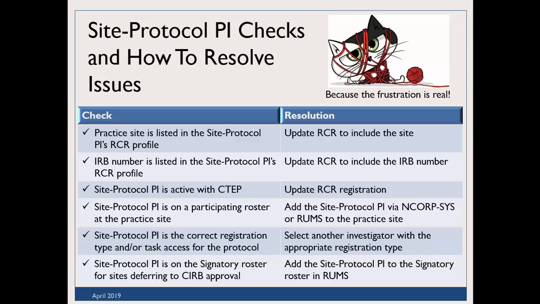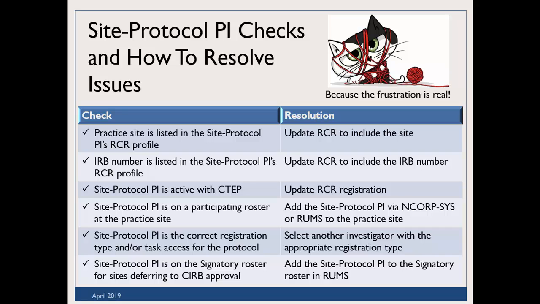Speaking of our site protocol PI checks, many of you got the emails through last fall and early this year that we needed to get your site protocol PIs aligned with the sites that they were covering. These are some of the checks that we want to inform you of. If the practice site's not listed, you'll need to go into RCR and include that practice site on the investigator's profile. If the IRB number is not listed, you'll need to do the same.